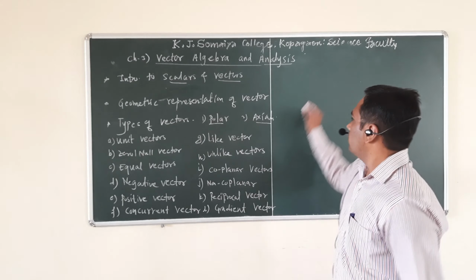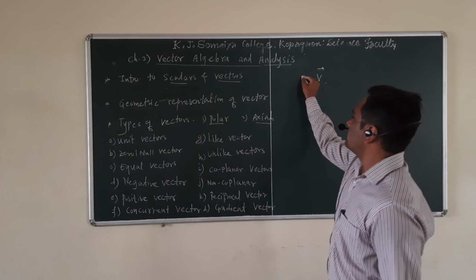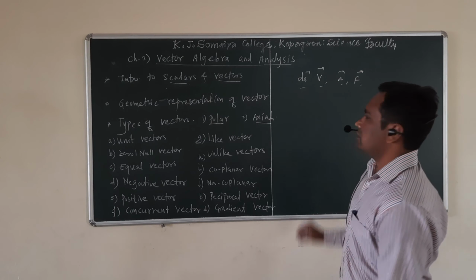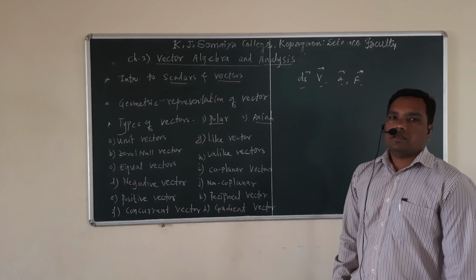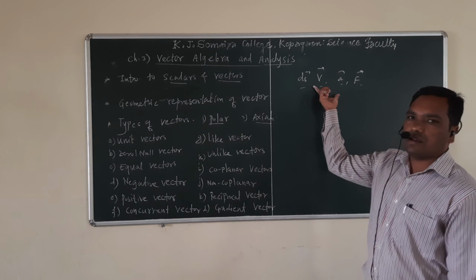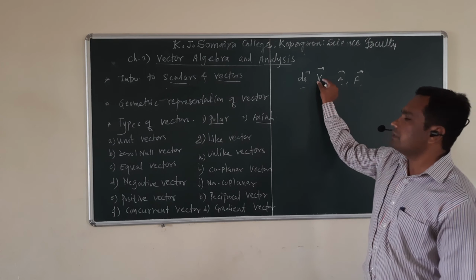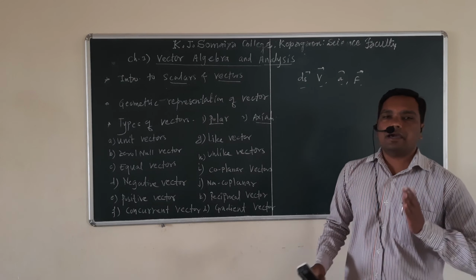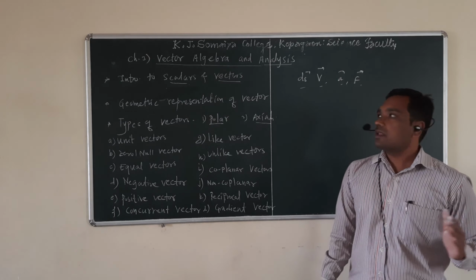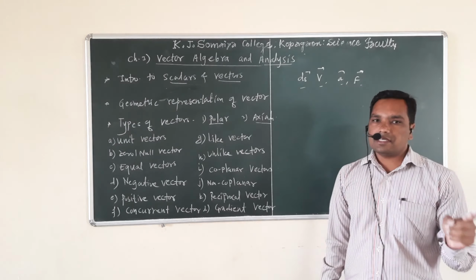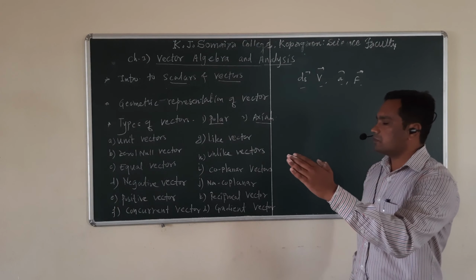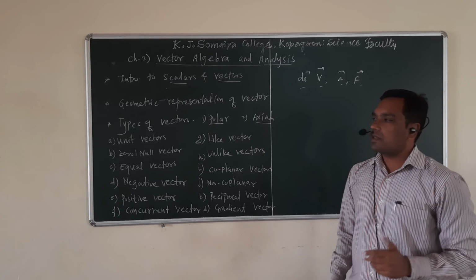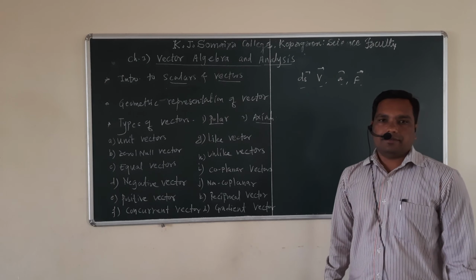Polar vectors are velocity, displacement, acceleration, force. All these vectors are polar vectors, because all these vectors are directed in the direction of these physical quantities. Means the velocity vector is always directed in the direction of velocity of that object. The acceleration vector is always directed in the direction of acceleration of that object. Similarly for force.